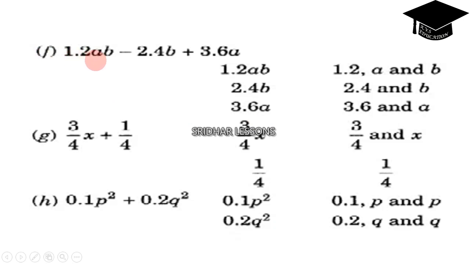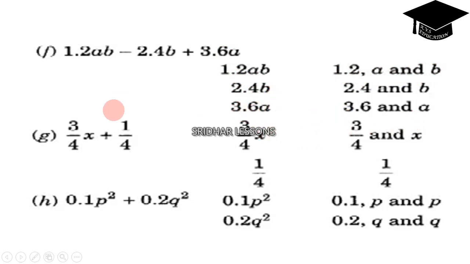Question F, 1.2 AB minus 2.4B plus 3.6A. So the terms are 1.2 AB, 2.4B and 3.6A. The factors here are 1.2, A and B. Here the factors are 2.4 and B. Here the factors are 3.6 and A.